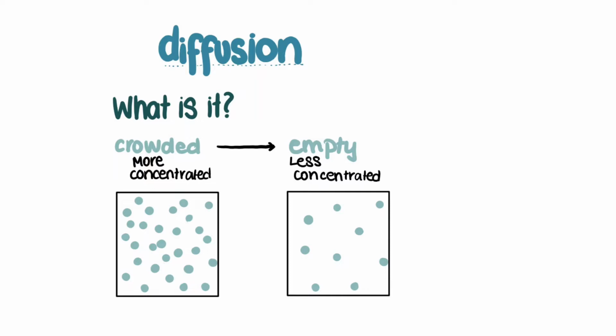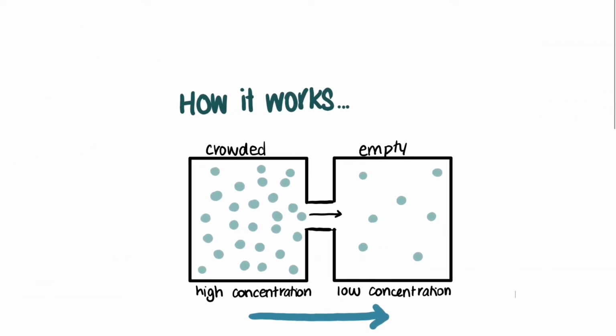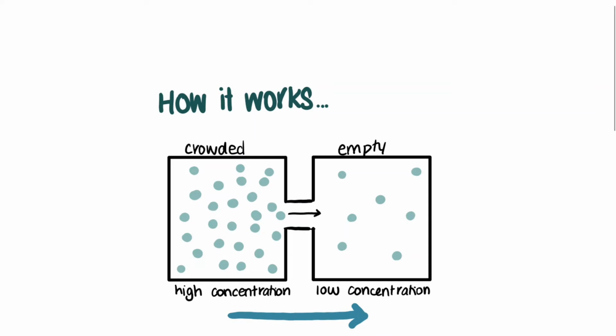So just a little bit about diffusion. Diffusion is a process where particles move from an area that has a high concentration to one that has a low concentration, as you can see in the little diagram here. What this means is that they move away from really crowded spaces to spaces that are more empty for them. This lets them balance out evenly throughout any substance that they're in.